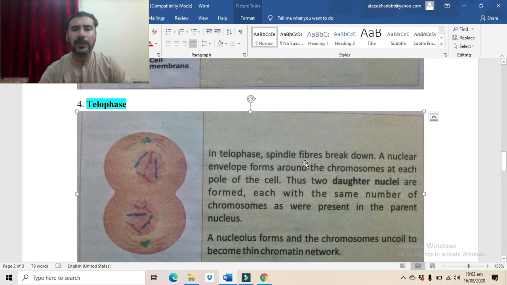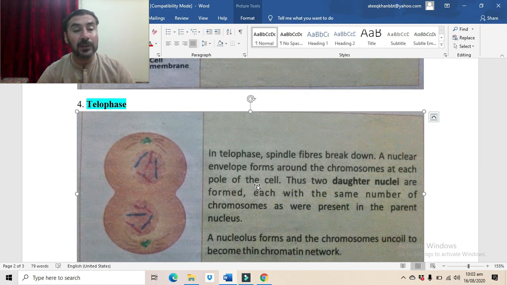In telophase, spindle fibers break down. A nuclear envelope forms around the chromosomes at each pole. Now to sum up all these things, just remember a simple key. The four changes which already took place in the prophase will be reversed.